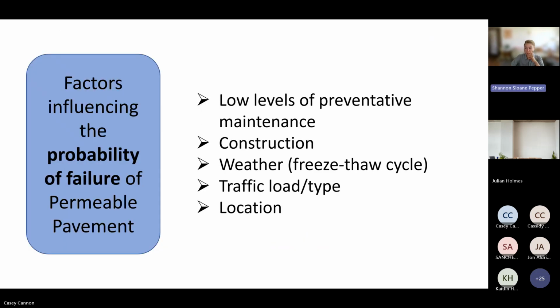So factors that influence the probability of failure of permeable pavement include low levels of preventative maintenance, construction, and weather, like if you're in a freeze-thaw cycle, probably not super concerning for North Central Texas. Also traffic and the type of load exerted on nearby roadways or on the permeable pavement itself, and the location of that asset. So design is really important here as well. Next slide.